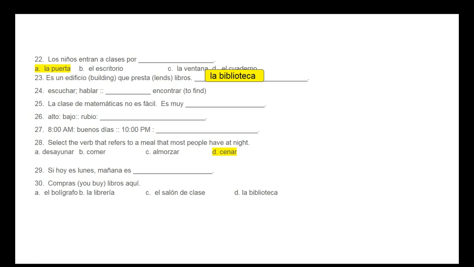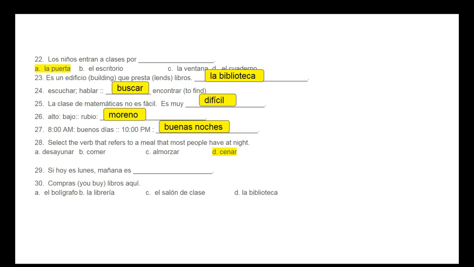24, escuchar, hablar, buscar, encontrar. Número 25, la clase de matemáticas no es fácil, es muy difícil. Alto, bajo, rubio, moreno. Número 27, 8 a.m., buenos días. 10 p.m., buenas noches. Select the verb that refers to a meal that most people have at night.